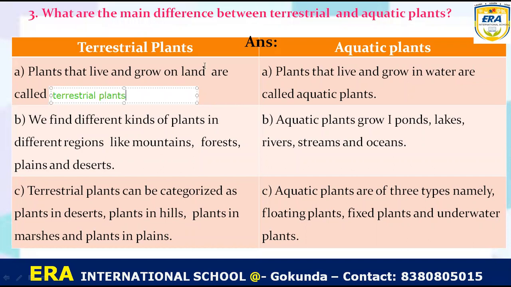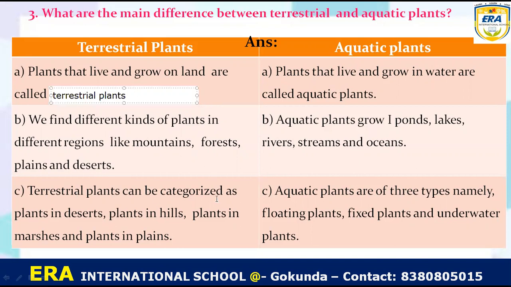So what is meant by terrestrial plant? Plants that grow on land are called terrestrial plants, and plants that live and grow in water are called aquatic plants. The second feature is that we find different kinds of plants in different regions like mountains, forest, plains and deserts. Aquatic plants grow in ponds, lakes, rivers, streams and oceans.